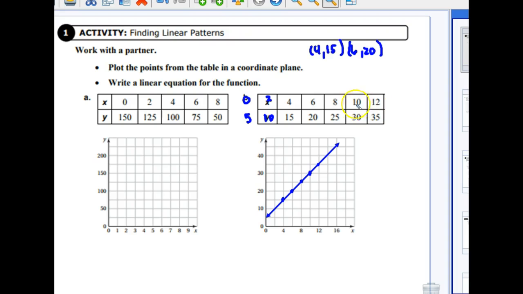All right, so let's look at these two numbers. I picked my first two ordered pairs. Remember, I did this work here, so I know what my b is. My b is going to be what? My b is what y is when x is 0. What is my b? 5.